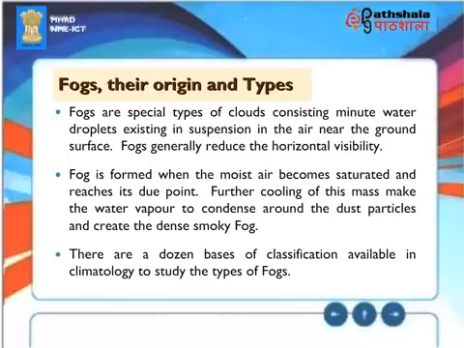Fogs are special types of clouds consisting of minute water droplets existing in suspension in the air near the ground surface. Fogs generally reduce the horizontal visibility. Fog is formed when the moist air becomes saturated and reaches its dew point. Further cooling of this mass makes the water vapor condense around the dust particles and creates the dense, smoky fog. There are a dozen bases of classification available in climatology to study the types of fogs.